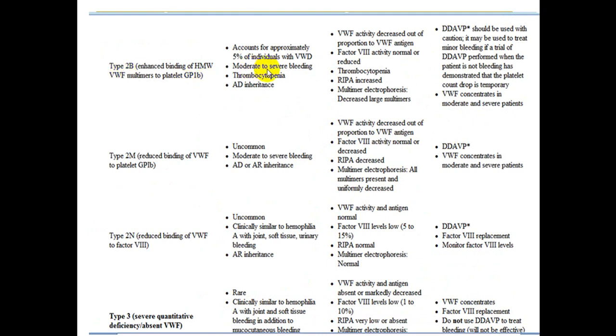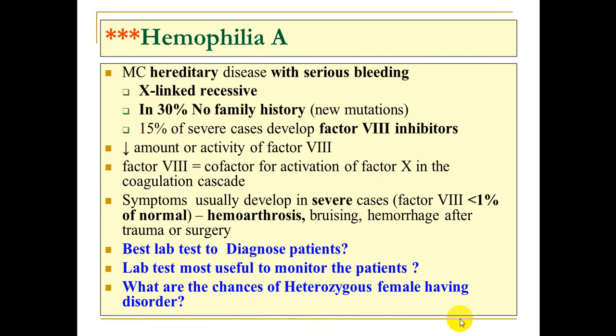In this type, we note that the patient presents with thrombocytopenia, and this type should be differentiated from immune thrombocytopenia. In this type, we should use vasopressin with caution because it can cause more platelet deficiency. In type 3, which is severe quantitative deficiency, here desmopressin is of no value.